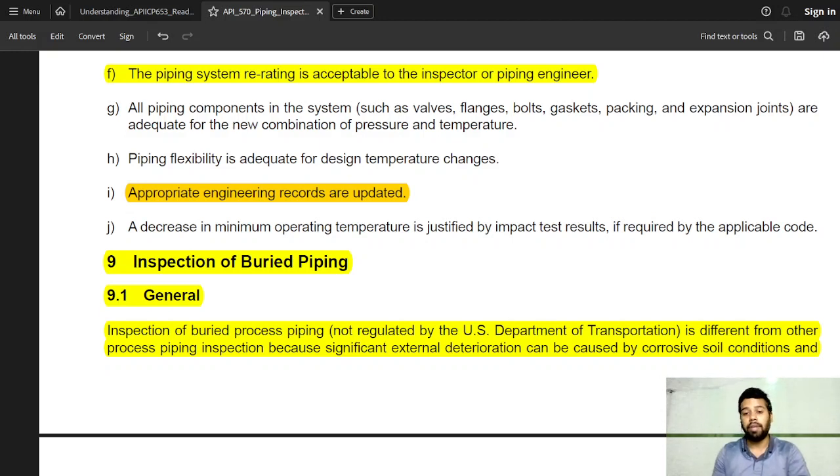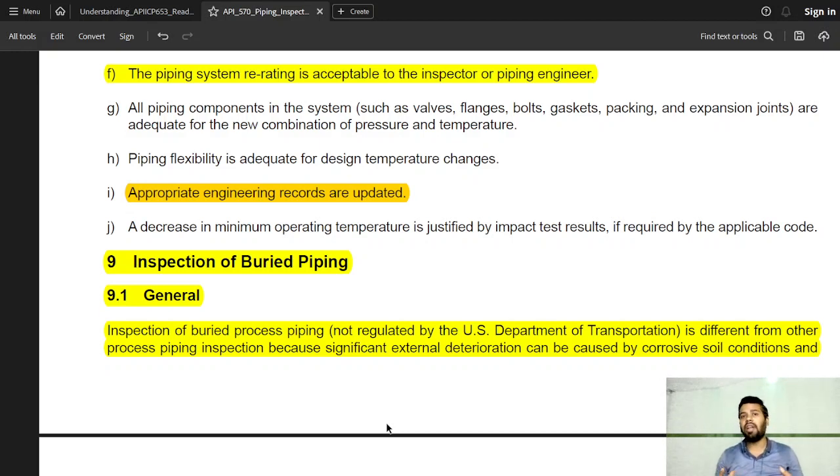So in the last video, we have seen how repair and alteration is carried out in a piping system. In Section 9, which is the final section of the API 570 code, we'll be talking about inspection of buried piping. Now, buried piping is subjected to some other kinds of damage mechanisms, which, when the pipe is above the ground, would not be major causes of concern for various kinds of deterioration.